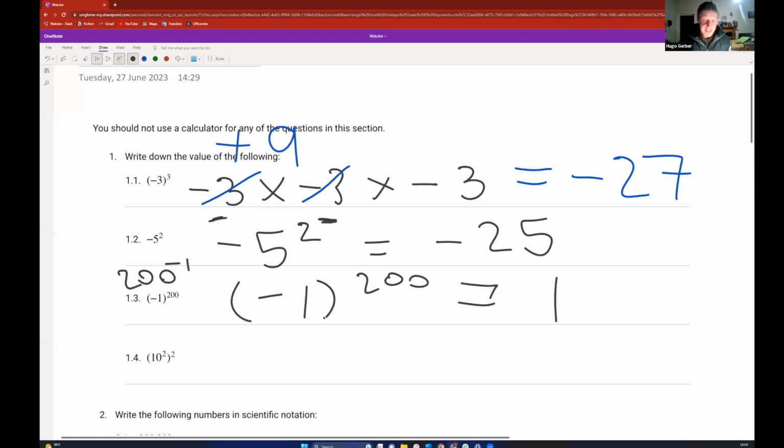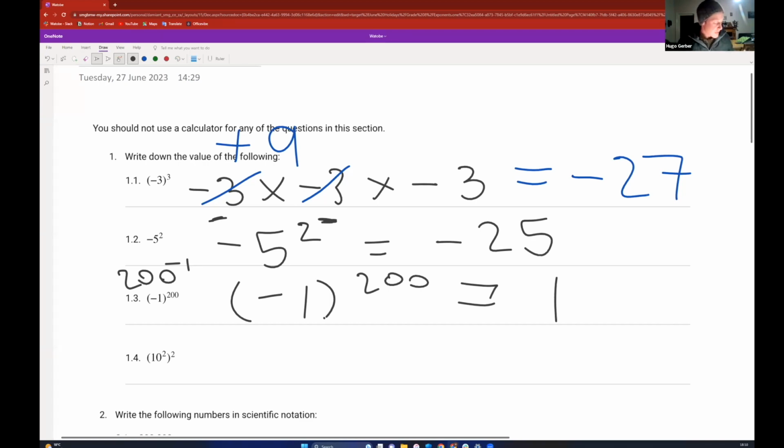Negative 1 is my base number. 200 up there, my exponent is 200. My base number is not 200. Only if my base number is 200 and to the power of negative 1, then I will get the answer negative 200, okay? But because 200 is my exponent and not my base number, I cannot have anything close to 200 as an answer. Because my base number is negative 1, my answer will be 1.